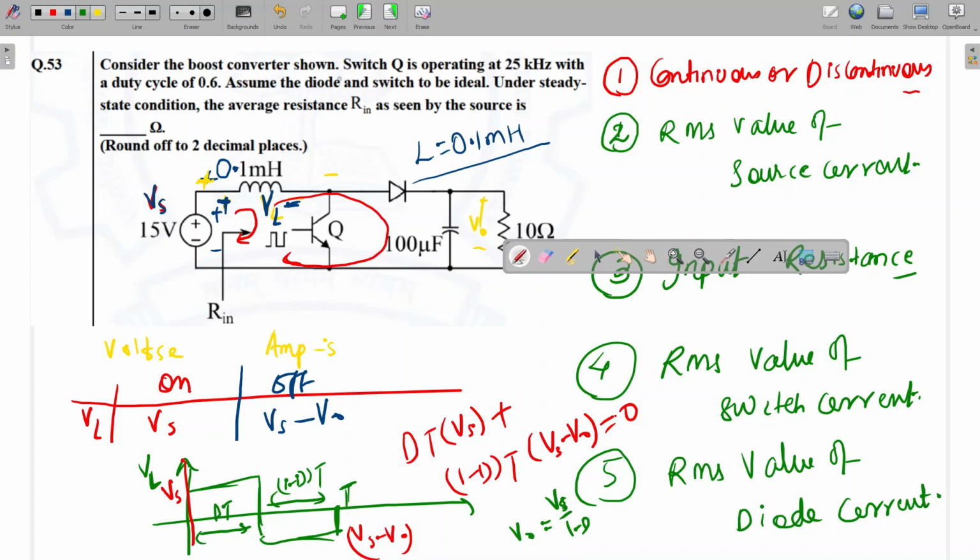See, I am writing the inductor voltage here. During the on duration, what will be the inductor voltage? This will be the same as the source voltage. When the switch is off, the current will conduct in this path. So what will be the inductor voltage? It will be source minus output. Here I have drawn the inductor voltage waveform.